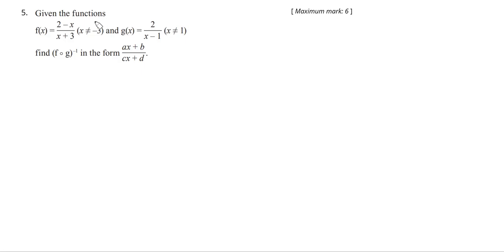Question number 5. So in this question, given the functions f of x is equal to this and g of x is equal to this, 2 different functions are given, and they're asking us to find f of g inverse. First, we need to find the f of g, then we can find the inverse. So let's get started.